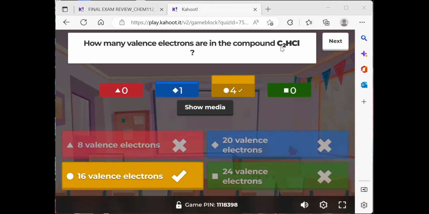Great job. So remember, carbon is going to contribute 8 because each carbon atom contributes 4, but there's a subscript of 2. Hydrogen contributes 1, that's 9, plus chlorine contributes 7, that's where the 16 comes from.